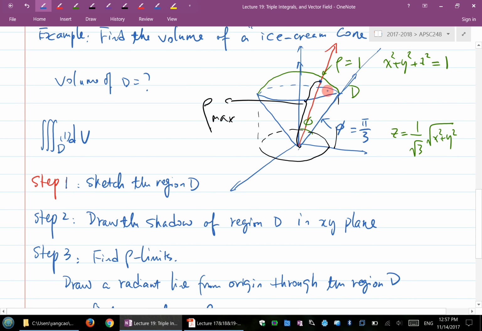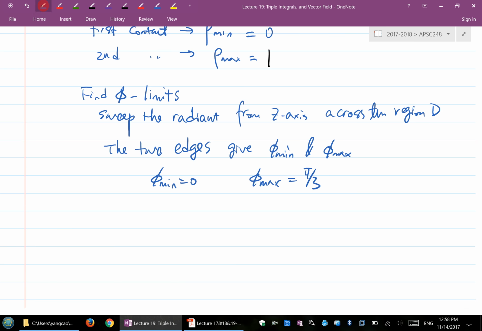And last, theta limits. Theta limits follow the same process you did for polar and cylindrical coordinates. You draw a reading line out of the origin in the xy plane, then sweep through this shadow. Sweep the shadow and find the total theta angle covering this shadow. In this case, the shadow is a whole disk, so the theta limits start from 0 and go up to 2 pi. That's your last step.